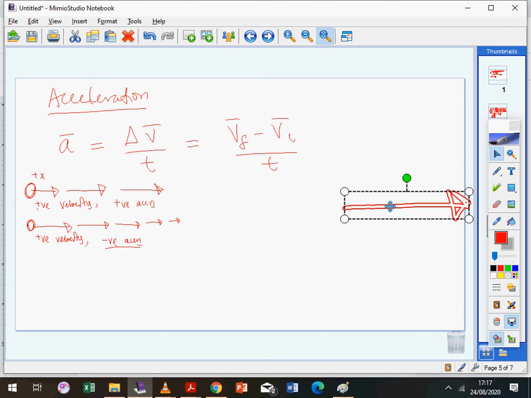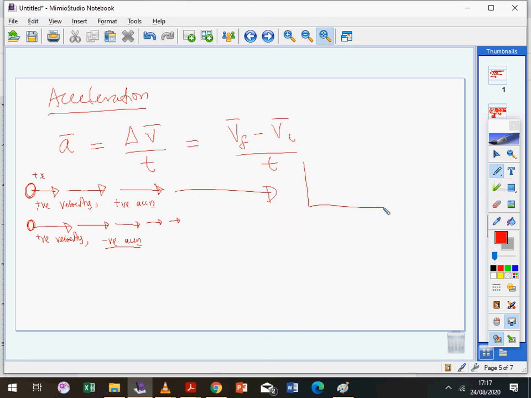Delete this one. Alright, so for this one, its position time graph, what is it going to look like? Positive velocity, okay? Remember, if the object is accelerating, this is the position time graph. If the object is accelerating, I expect that kind of shape for the graph, right? It's accelerating in the positive direction. This is what it looks like.